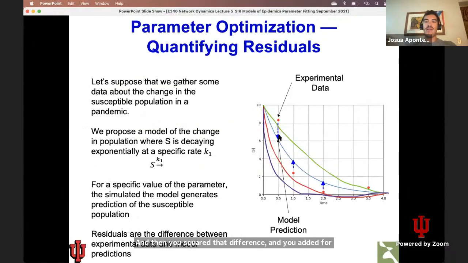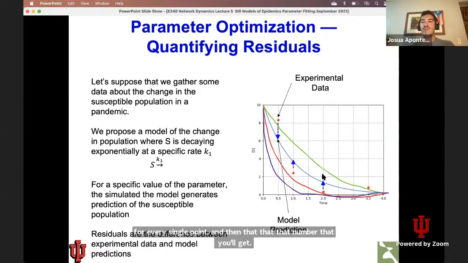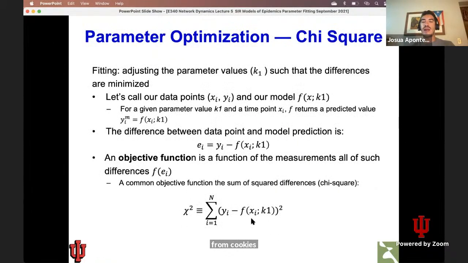So basically, again, here we will take this difference, which is around 2, well, 8 minus 6, which is 2. We would square that, and then we add to this one, which is 4 minus 2.5. We square that, and we add it. We do the same for every single point, and then that number that you get from calculating the distance that way is what's called chi-squared.